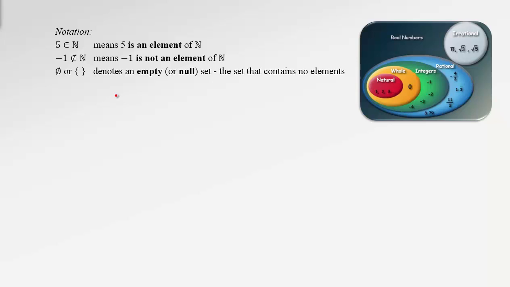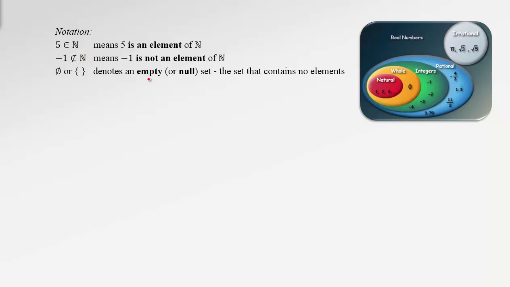Let's introduce more terminology and notation. If we want to indicate that a certain number is an element of a certain set, for example, if we want to say that 5 is an element of the set of natural numbers, then we use this unfinished E sign. So this sign tells me that 5 is an element of the set of natural numbers. To indicate that a number is not an element, we cross out this unfinished E sign. So here we say -1 is not an element of the set of natural numbers.